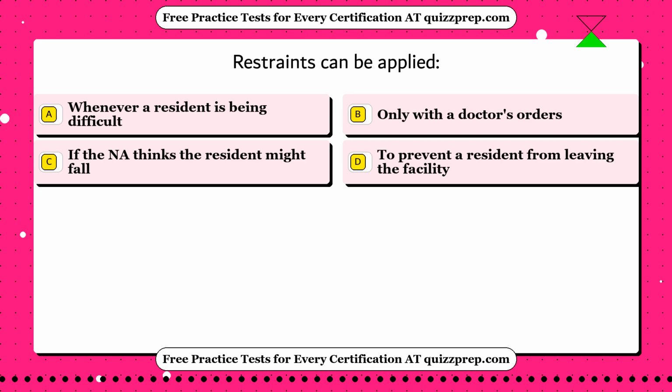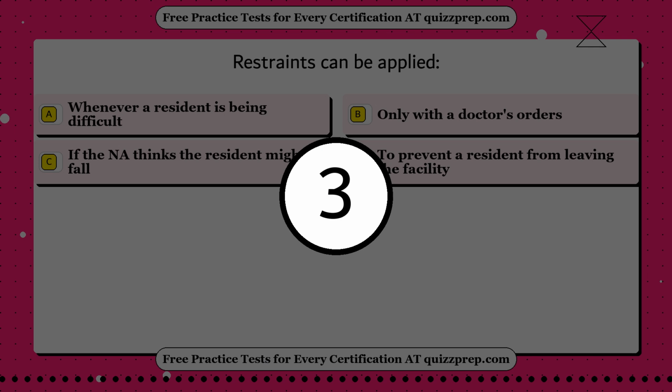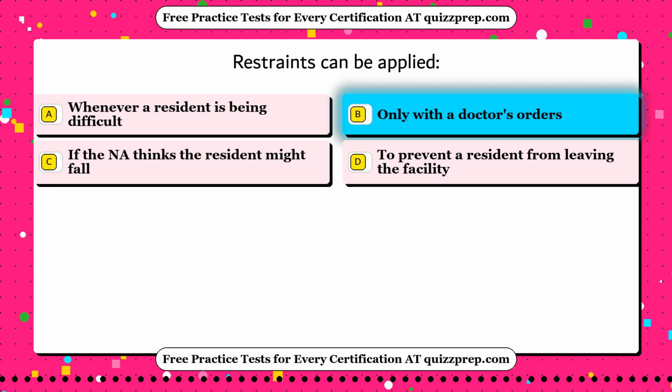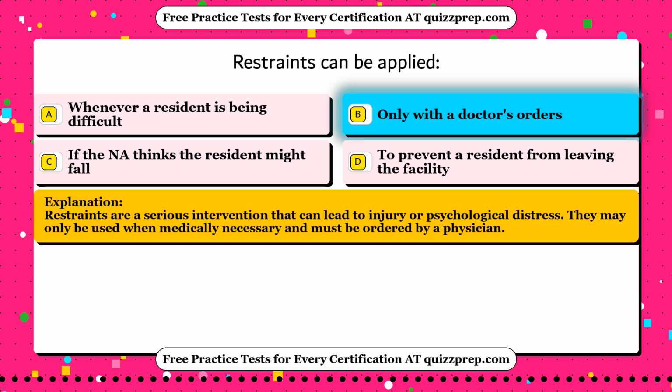Question 14. Restraints can be applied. Option A, whenever a resident is being difficult. Option B, only with a doctor's orders. Option C, if the NNAAP thinks the resident might fall. Option D, to prevent a resident from leaving the facility. The correct answer is option B, only with a doctor's orders. Restraints are a serious intervention that can lead to injury or psychological distress. They may only be used when medically necessary and must be ordered by a physician.